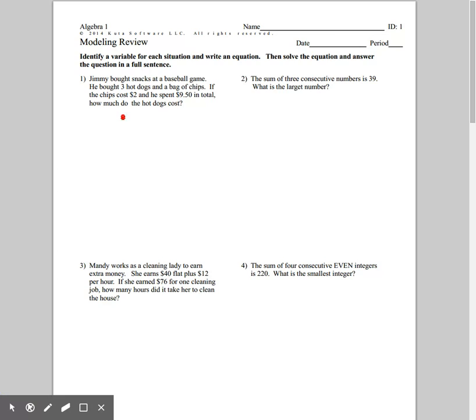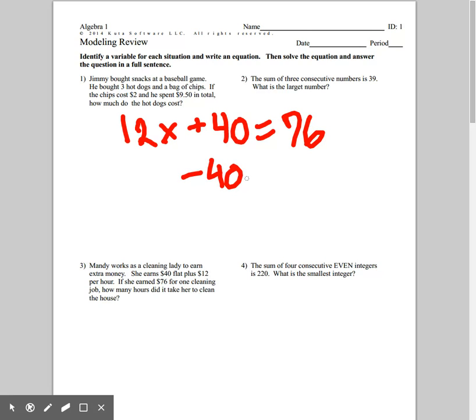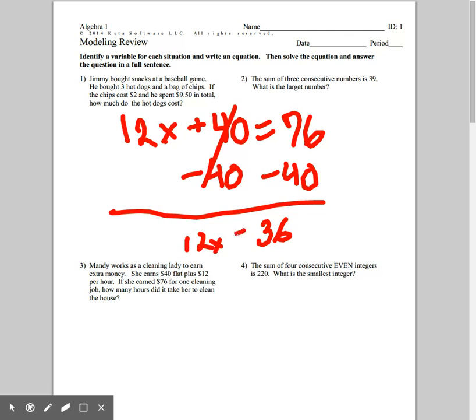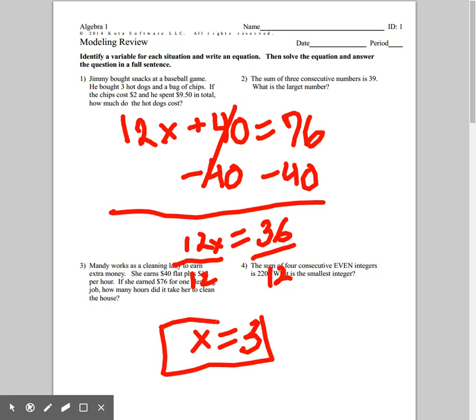So 12x plus 40 equals 76. We subtract 40 on both sides using the inverse property of addition. This cancels. 76 minus 40 is 36. Again, using the inverse property to isolate this variable, we divide by 12. x equals 3. So we can say she worked 3 hours, right? 3 hours would be the correct answer.